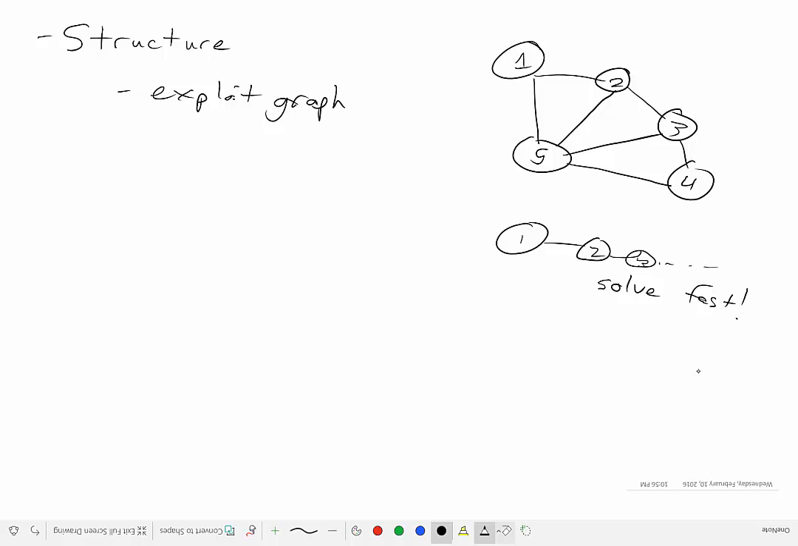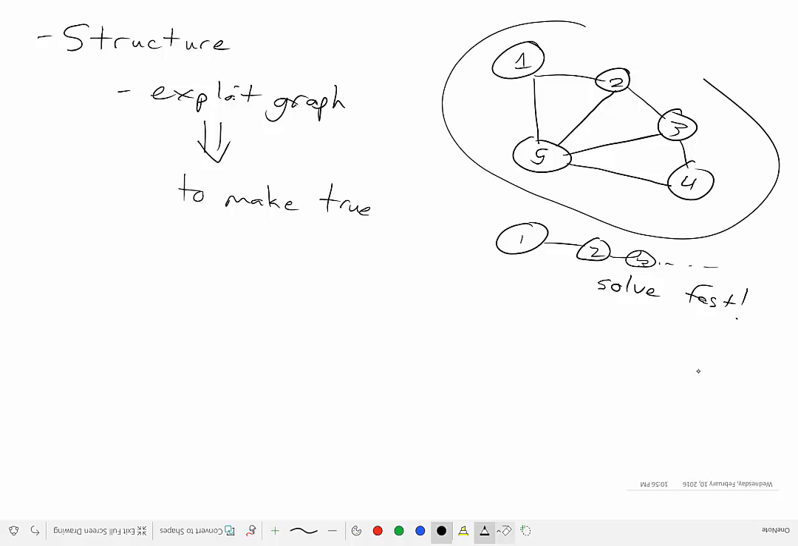So what we want is to make a tree. So if we have this graph up here, to make this a tree, the simplest way would be to somehow remove 5. So we can't remove it, but we can assign it a value. So I can say, okay, 5, you're going to be red. And then the rest of the graph becomes a tree.